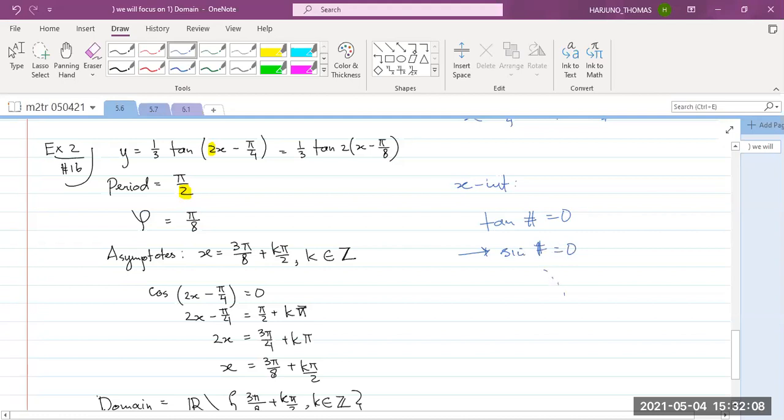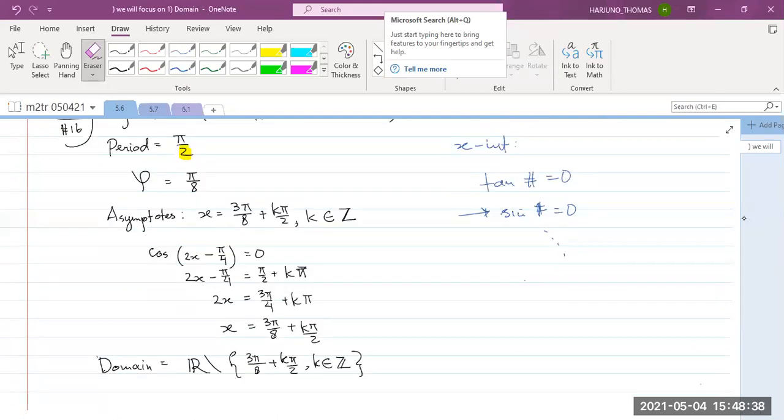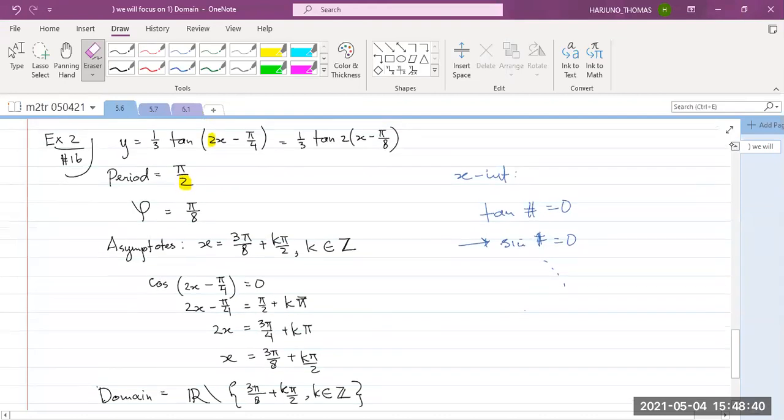Give me a second. You know what, I will need to take more time. Give me around 10 minutes. I will come back. Give me a second. Yeah, we're coming back for x-intercept.